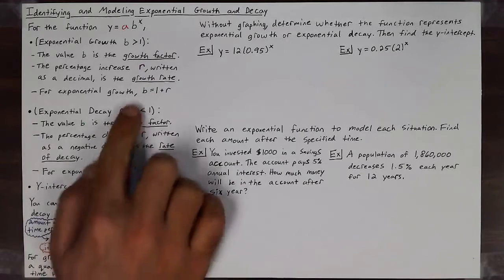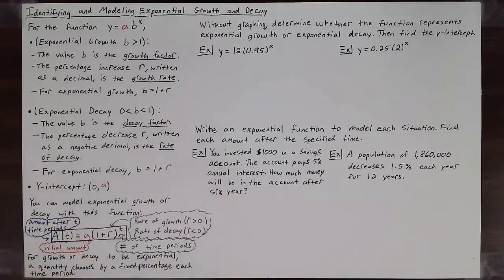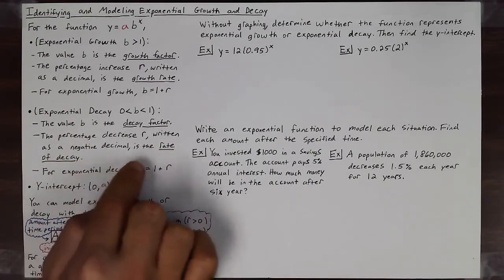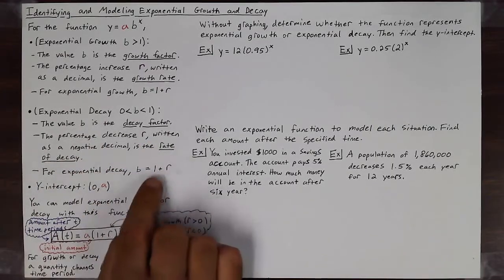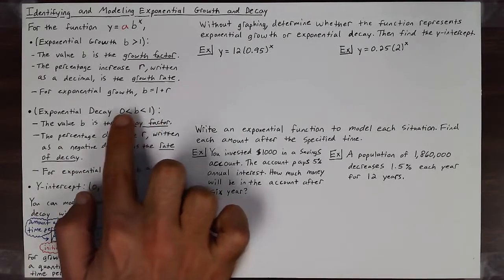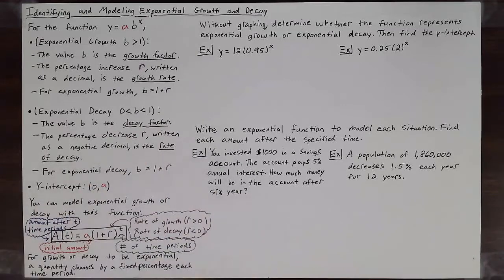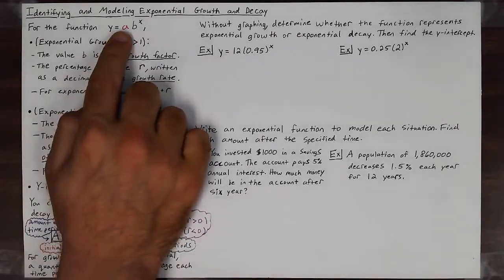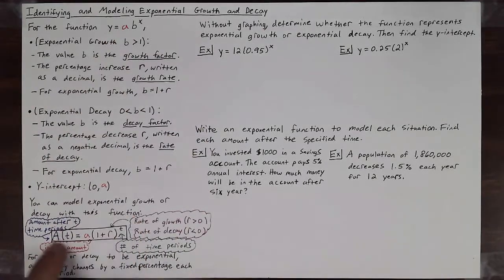Now, if the b is between 0 and 1, that's a decay factor, and you have the percentage decreased, usually written as a negative decimal. That's called your rate of decay. So when I do 1 plus r, it's actually 1 minus the rate, which puts that b between 0 and 1. That would be your rate of decay. Your y-intercept is always going to be the a value in front. And we'll get into what this equation is when we get to the second part of this lesson.